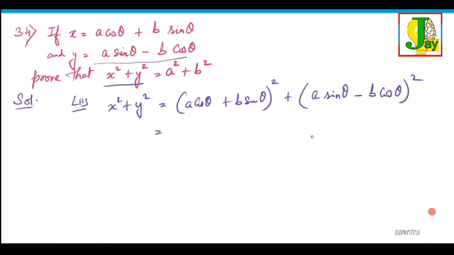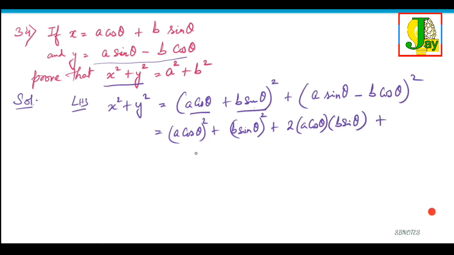Now you have to open the bracket using the expansion. A square, this is our a, this is our b, a plus b whole square, or you can say x plus y whole square. So this is our x, this is our y, so x square plus y square plus 2ab, that's 2 into a cos theta into b sin theta.